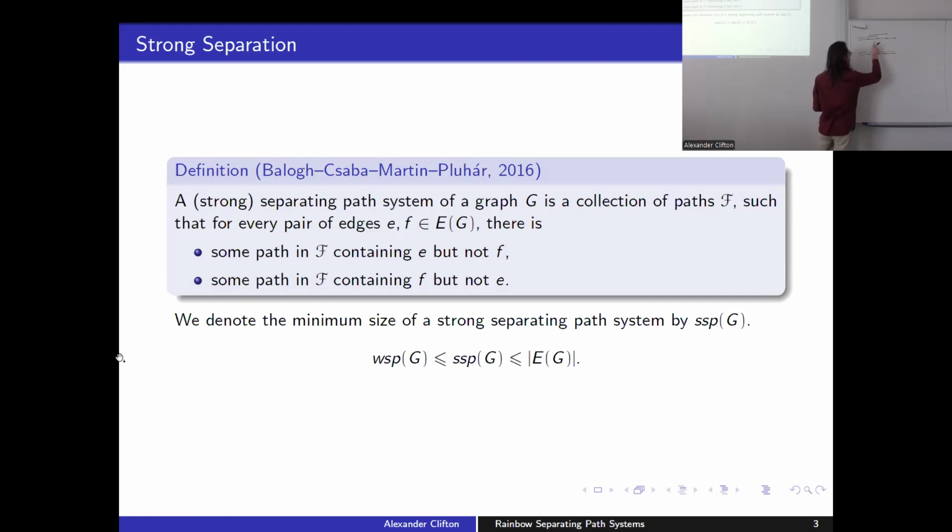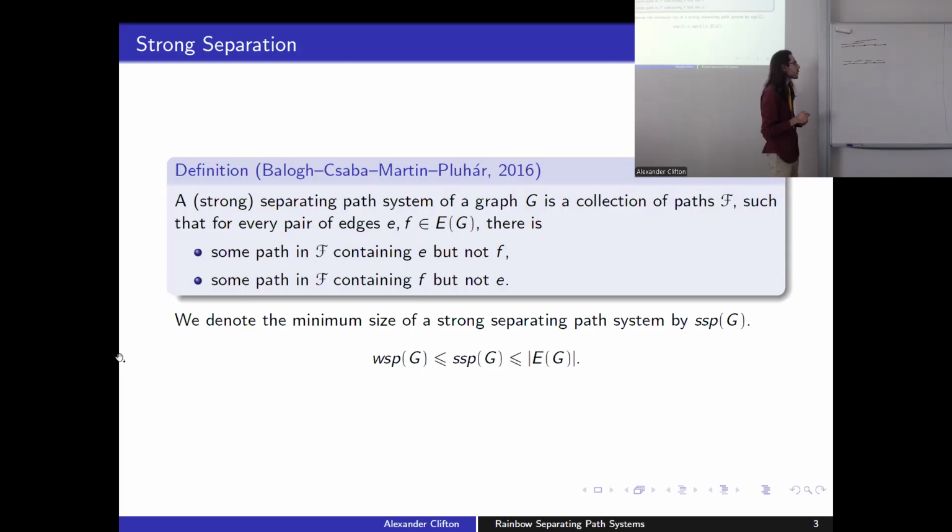So we can see from this that the weak separator that I gave you as an example is clearly not a strong separator, because for a strong separator, for every pair of edges, I need something that has this one and doesn't have this one. Well, nothing at all has this one, so that clearly fails. And it turns out that when I have a path on n edges, I'm actually going to need the full n. And the reason for that is because how do you separate this edge from this one?